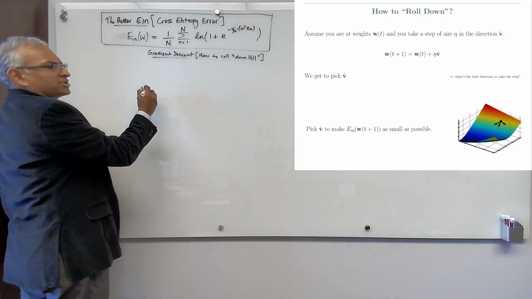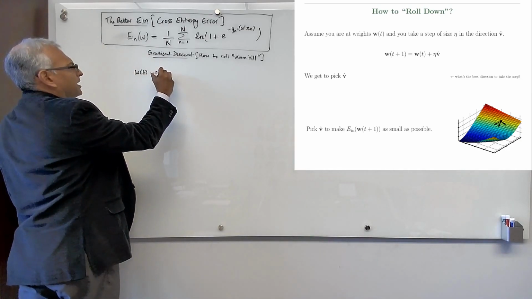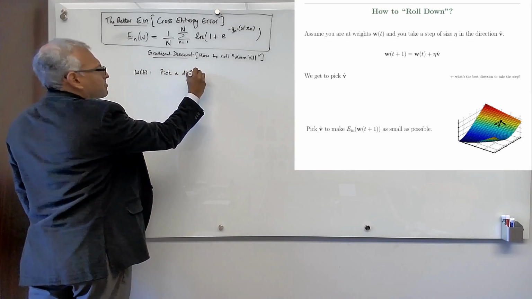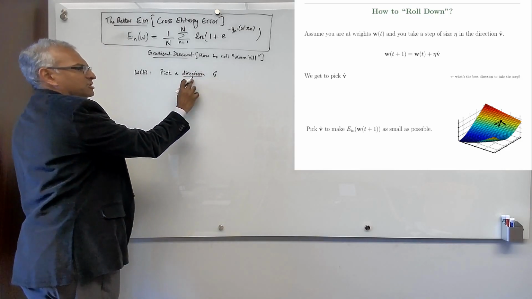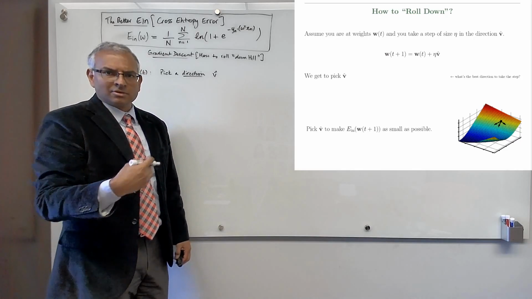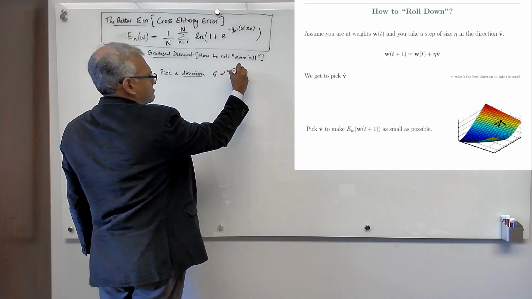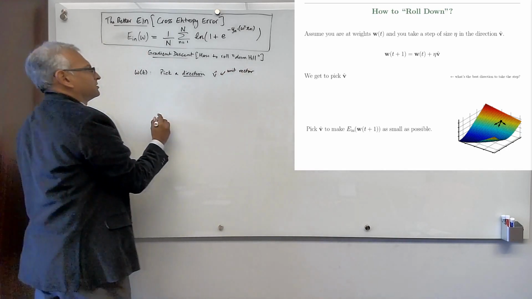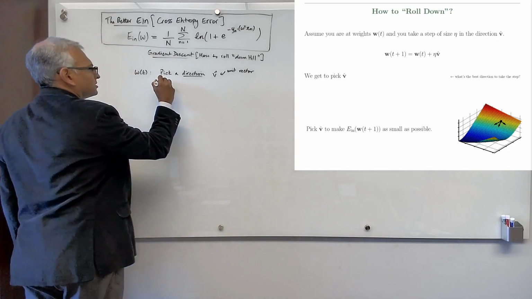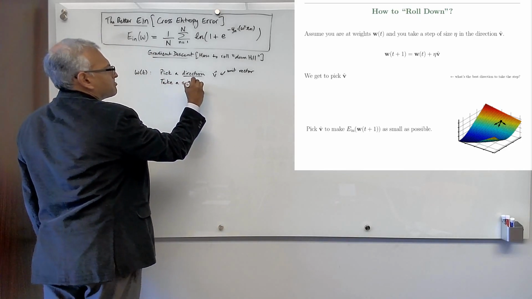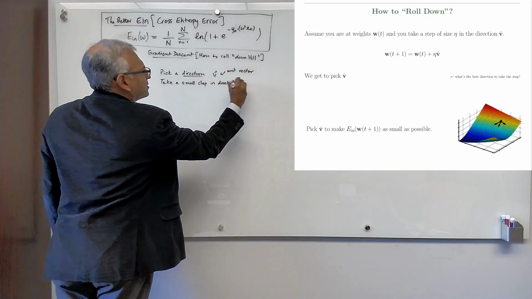Okay, so at iteration t, you're at weights W of t. You look around and pick a direction. I'm going to underline direction, v hat. I'm calling it v hat because it's a direction, so it only has direction. It doesn't have length. Only the direction is relevant. And so this is a unit vector that corresponds to direction. So you find a direction and then take a small step in direction v hat.